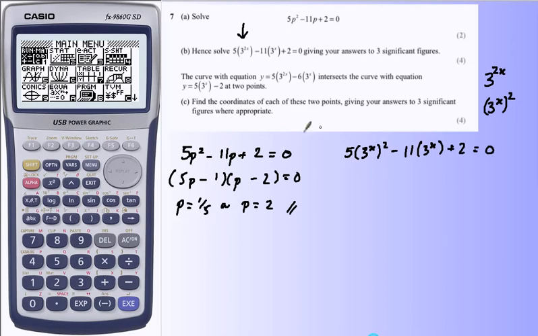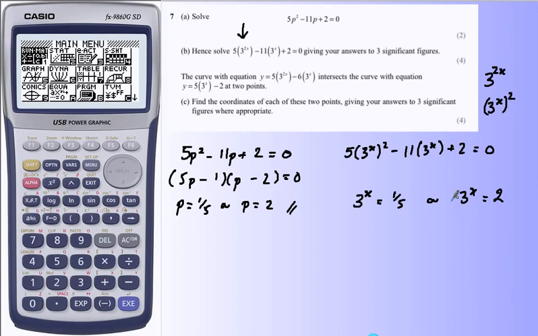And quite obviously what we've got is exactly the same equation where p replaces 3 to the power x, or 3 to the power x replaces p, and so it's going to give us the same solutions. 3 to the power x must be 1/5, or 3 to the power x must be 2. And what to do with these index equations.